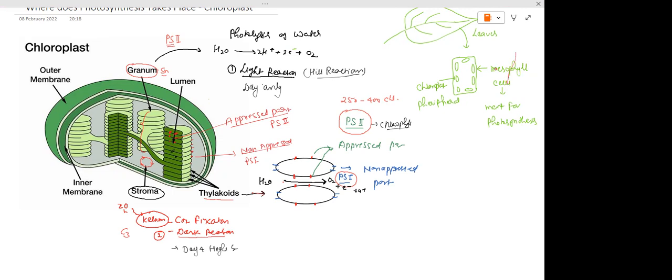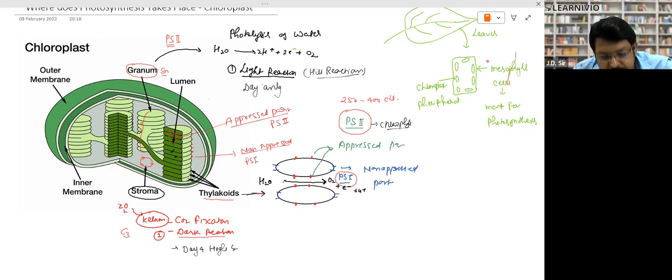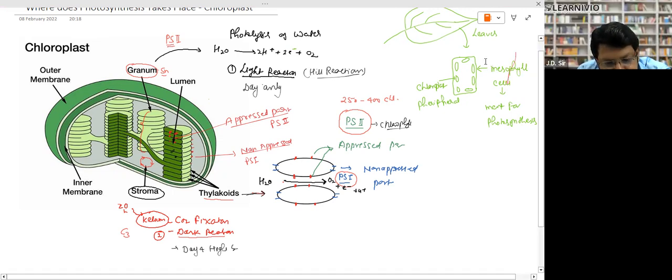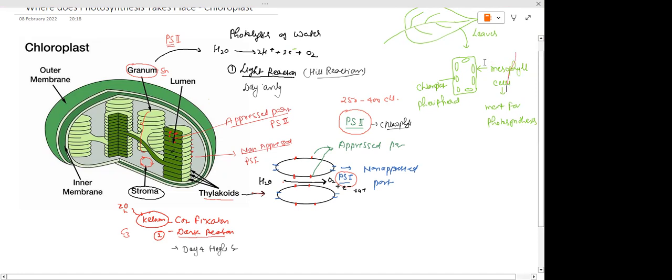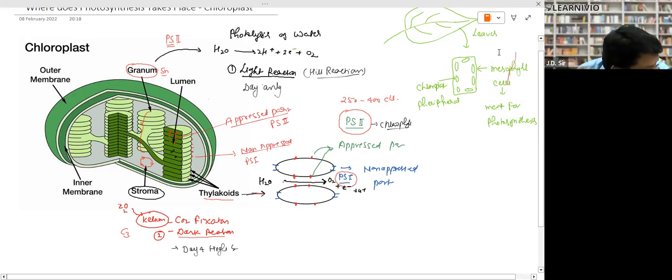What is lumen? Sir, what is lumen in this diagram? Lumen is nothing actually.